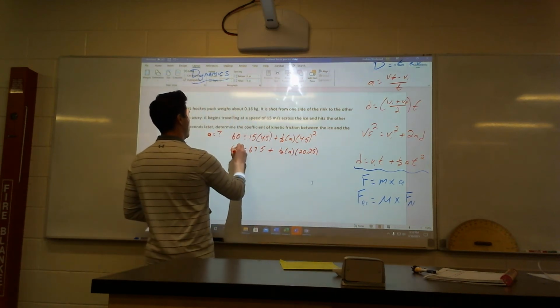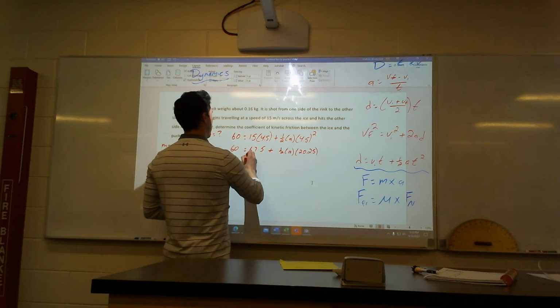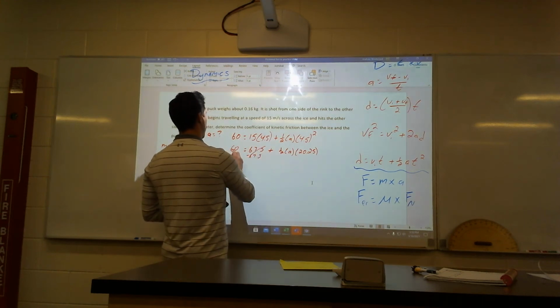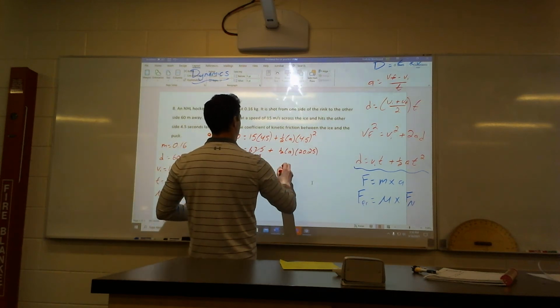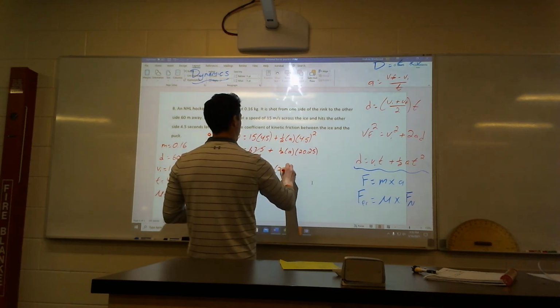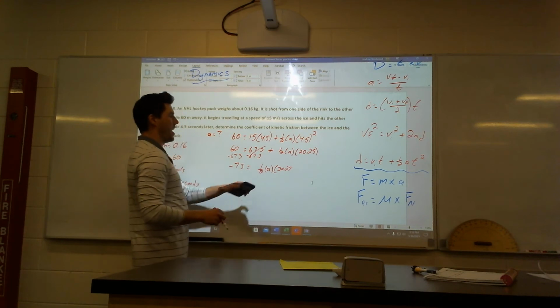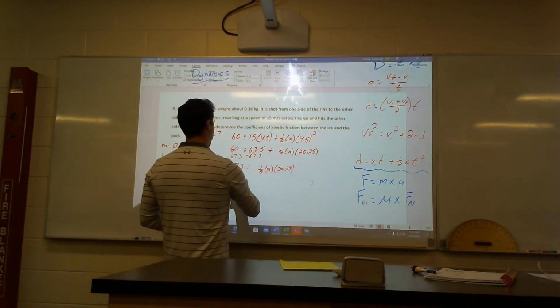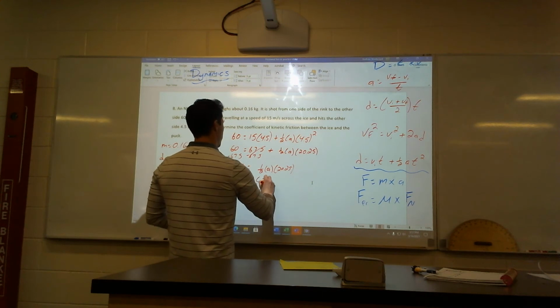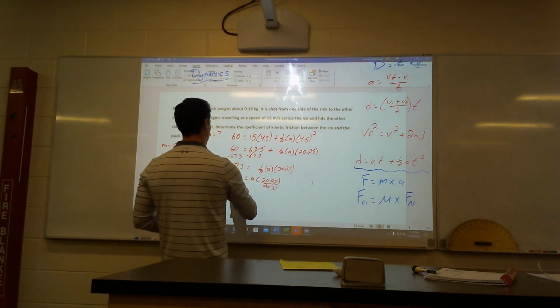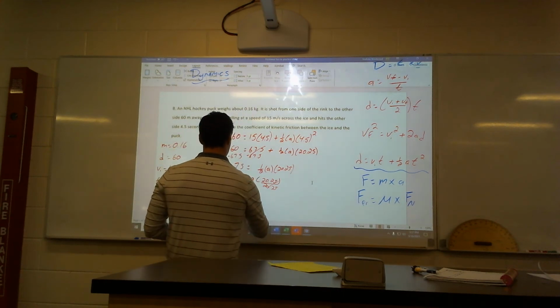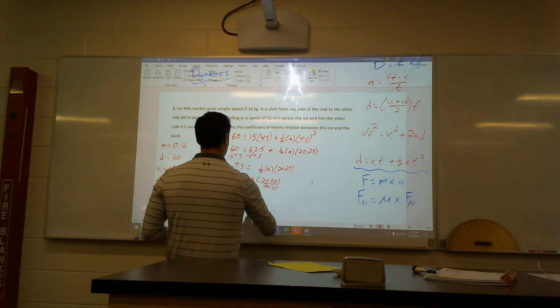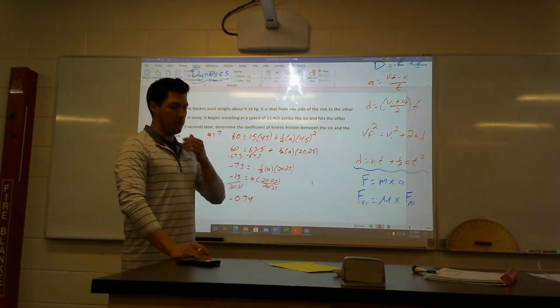I still have 60 here. If I move this over, so minus 67.5, 60 minus 67.5, I get negative 7.5 equals 1/2 a times 20.25. All right, if I times this by 2, a half times 2, I get negative 15 equals a times 20.25. Let's divide by 20.25. I get an acceleration of negative 0.74, which is right. Okay, so that's my acceleration.